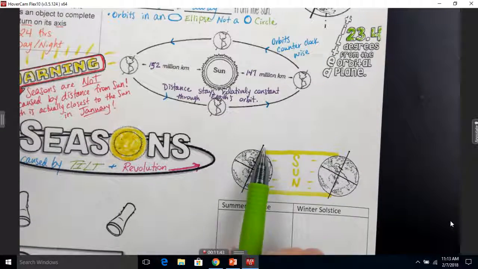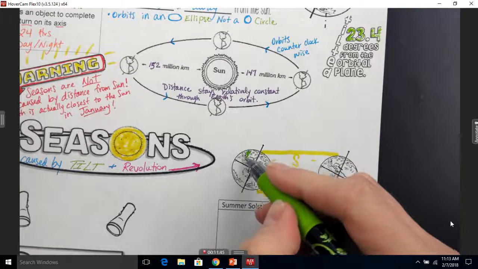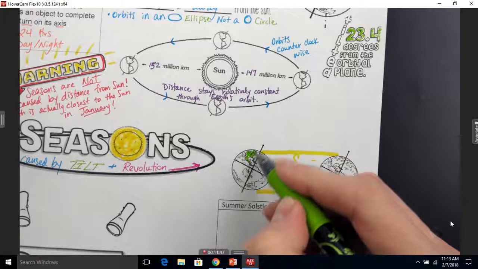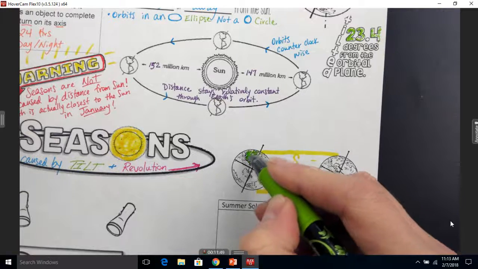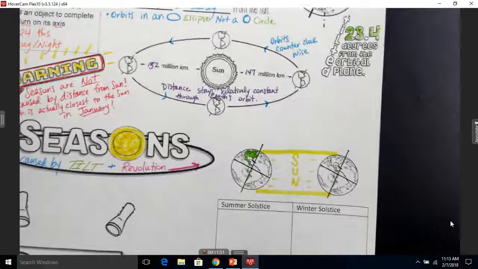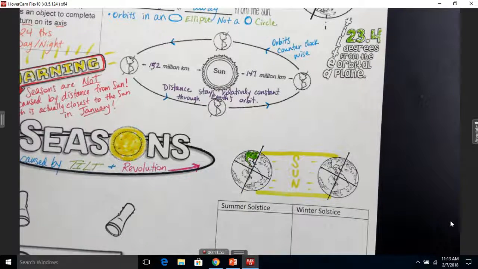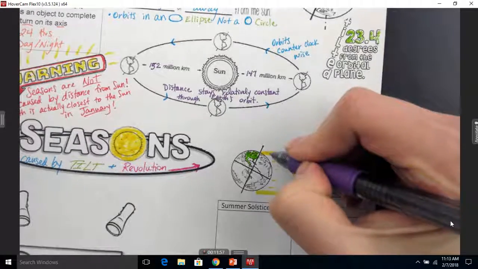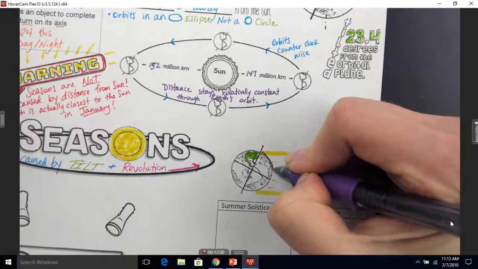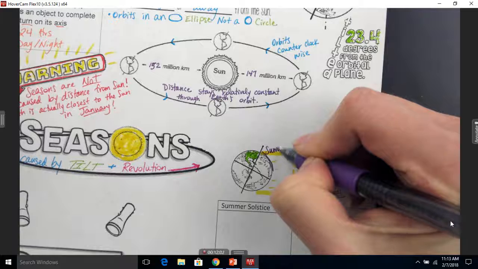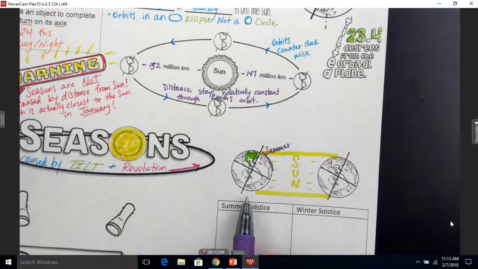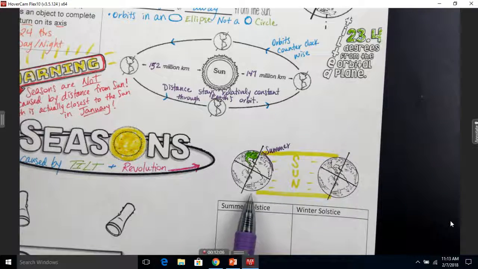You see our little tilt right here? Look, here's your land right there. See our tilt? What are we having right there? Summer. So would the bottom be like? The people on the bottom, right here, it's like shorter down. Are they tilted towards the sun? They're away. Yeah, they're having winter.